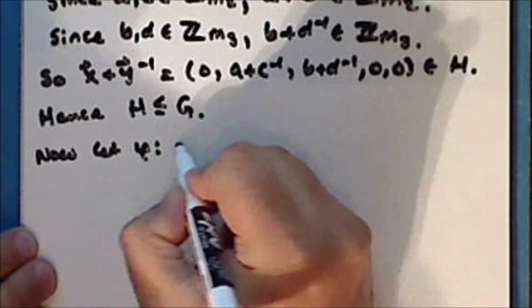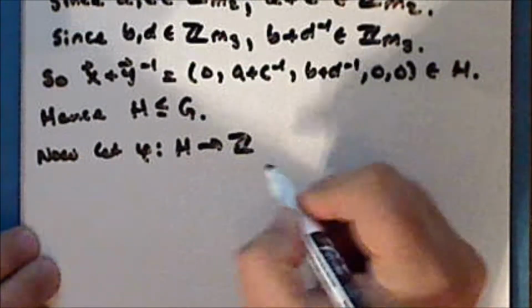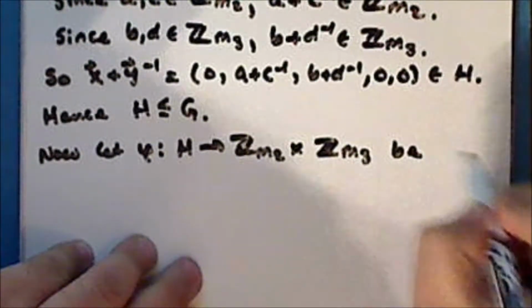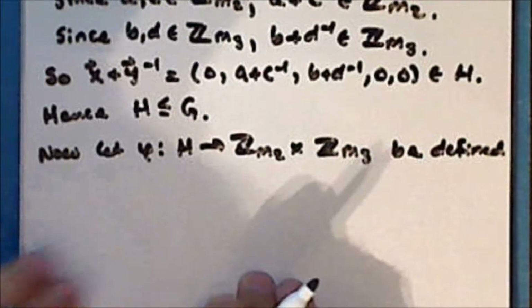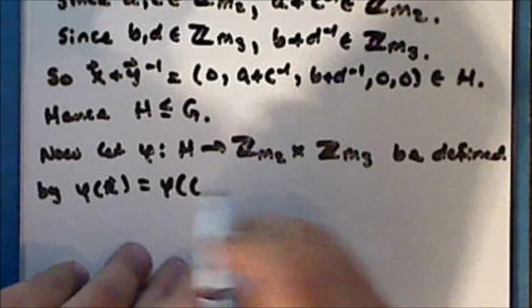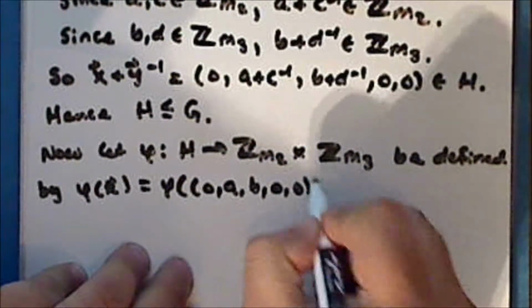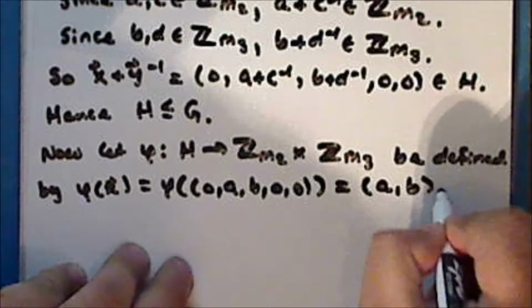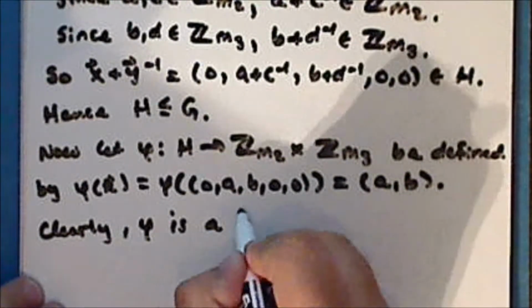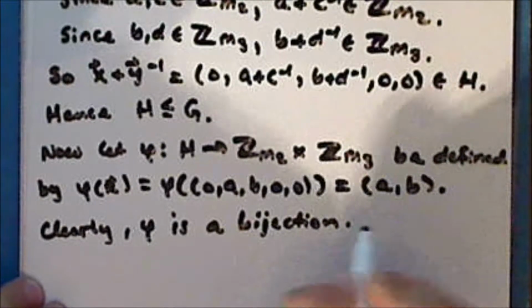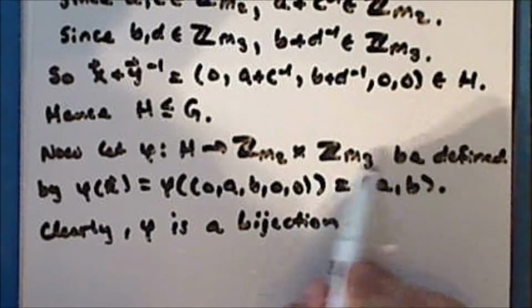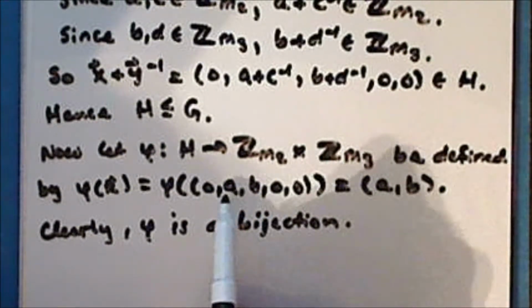Now let phi be a map from the subgroup H into the direct product of the integers modulo m sub 2 with the integers modulo m sub 3, and let this function be defined by phi of x, which is phi of the ordered quintuple 0, a, b, 0, 0, be the ordered pair ab. Then clearly the function phi is a bijection, since for every ordered pair ab in the direct product of the integers modulo m sub 2 with the integers modulo m sub 3, there is exactly one quintuple that is mapped onto it.